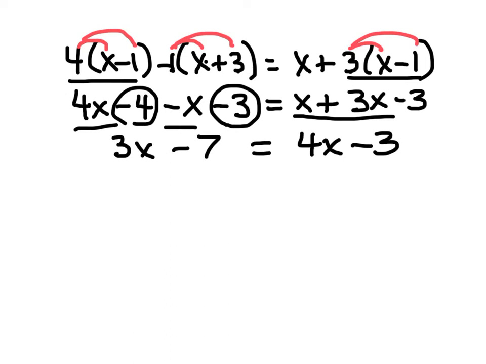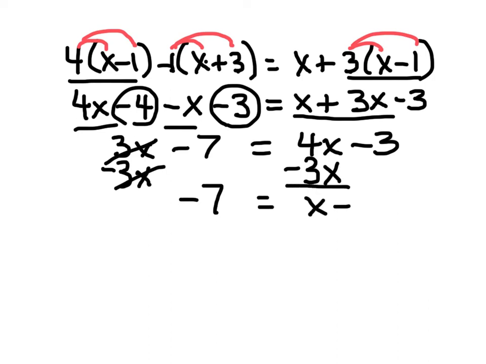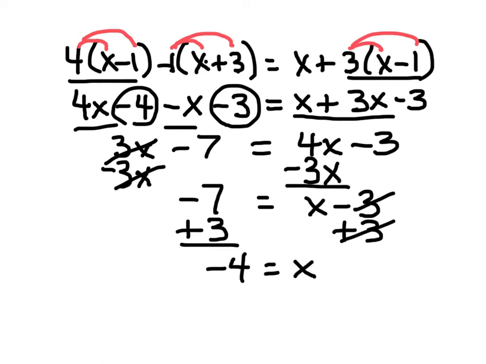All right, so from here we have a choice. We could subtract 3x from both sides or subtract 4x from both sides. I'm going to choose to subtract 3x because I would like to avoid negative numbers. So here, that's 0. We get minus 7 equals x minus 3. And now let's add 3 to each side. That's going to zero out. So we get negative 4 is equal to x.